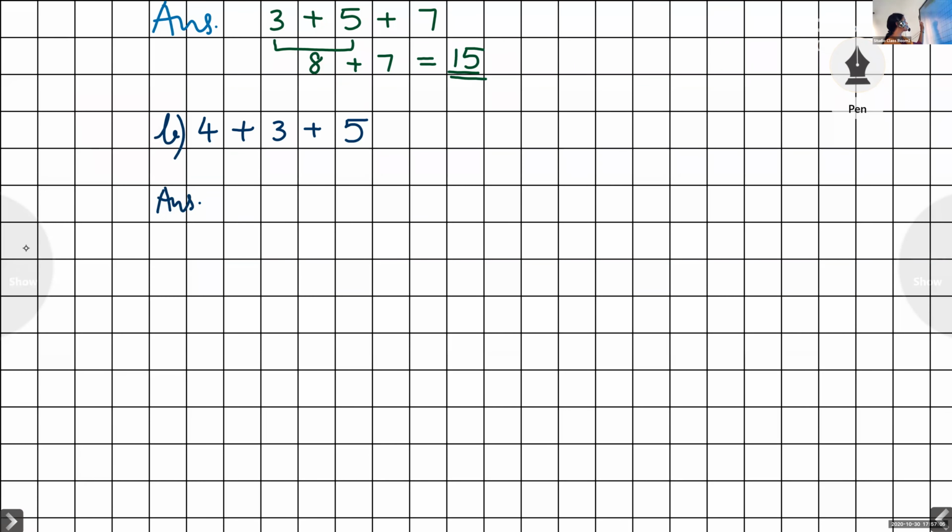Here the first number is 4, second number 3, third number 5. So let us add the first two numbers. Write the question one more time: 4 plus 3 plus 5. So 4 plus 3. Krishna, what is the answer? 7. So let us write the answer 7. 7 plus the third number 5.